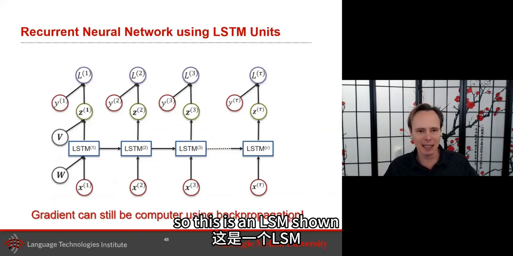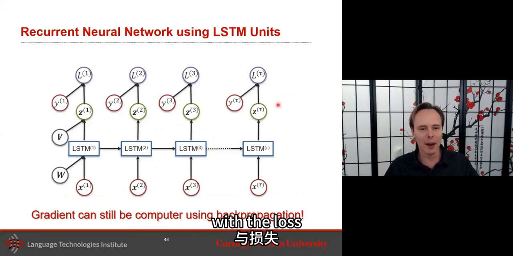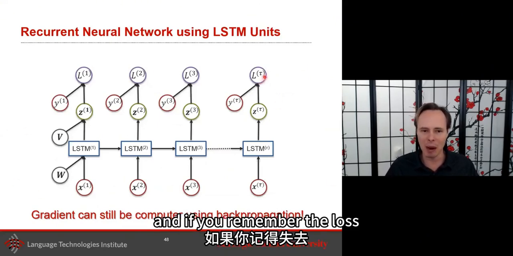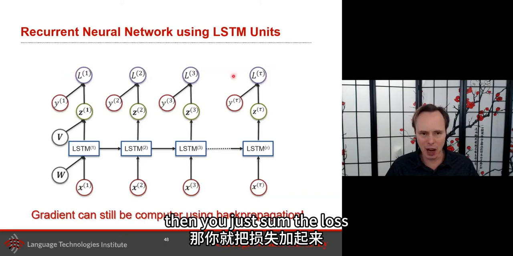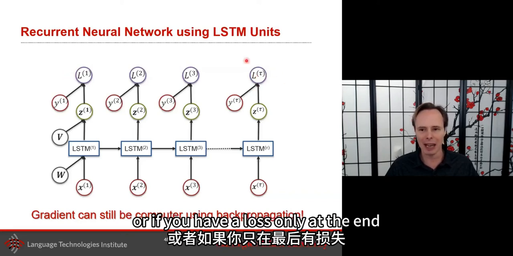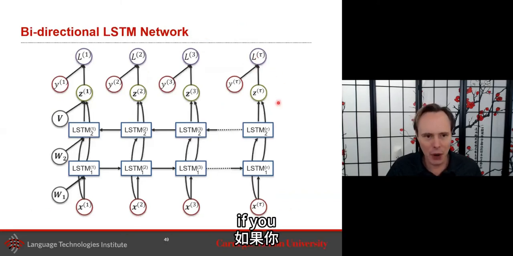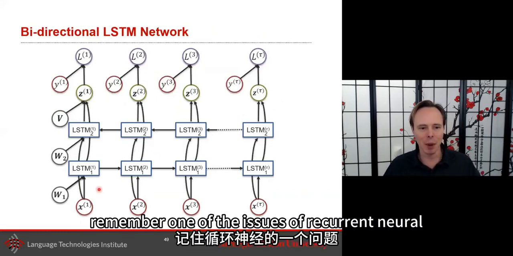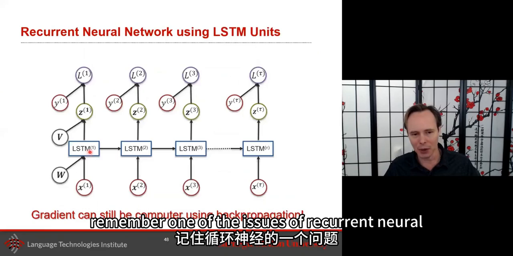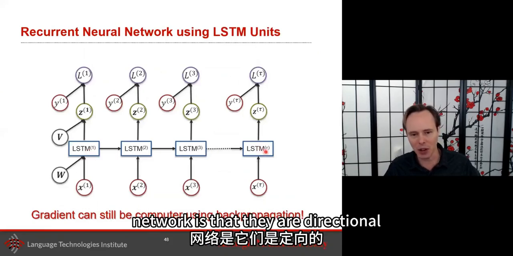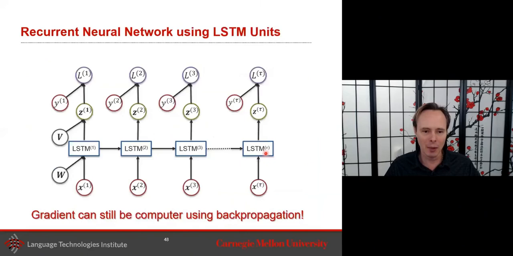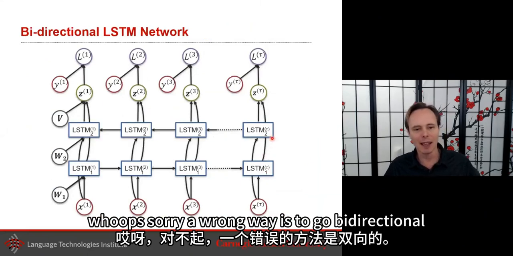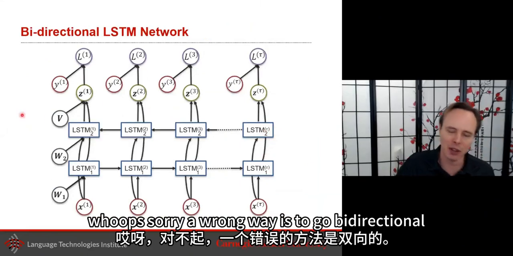So this is an LSTM shown with the loss. And if you remember the loss, if you have a loss at every point, then you just sum the loss, or if you have a loss only at the end. If you remember, one of the issues of recurrent neural network is that they are directional. So one thing you can do is to go bidirectional.